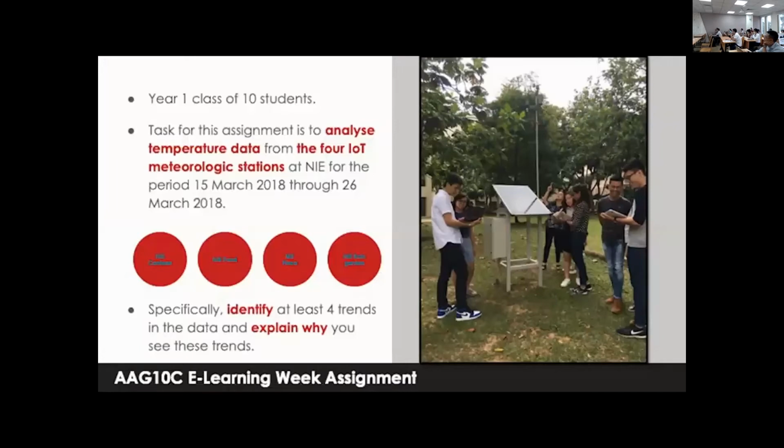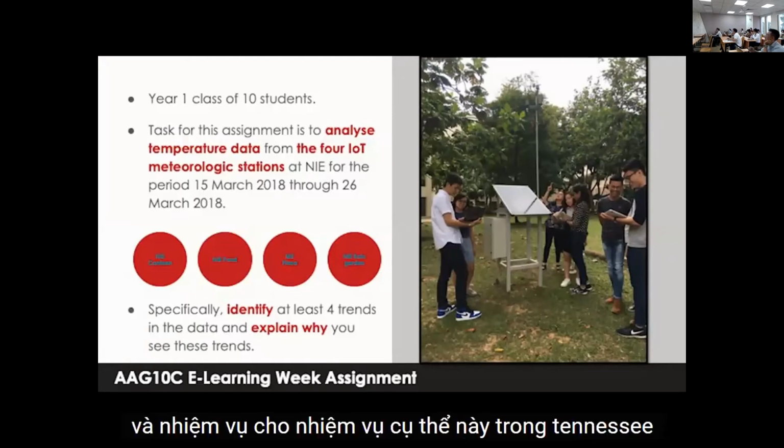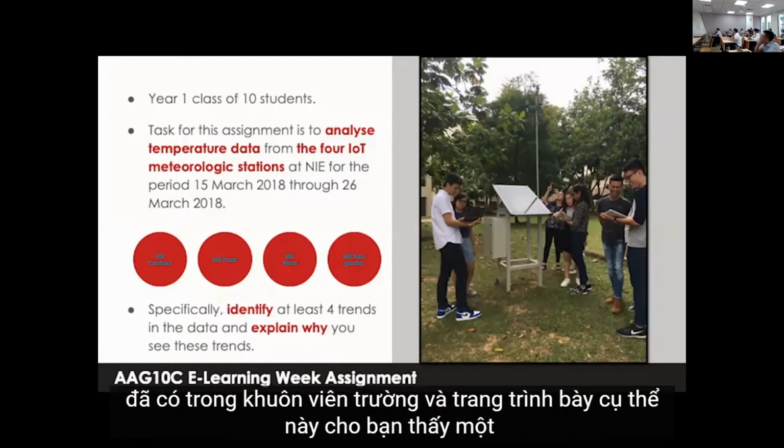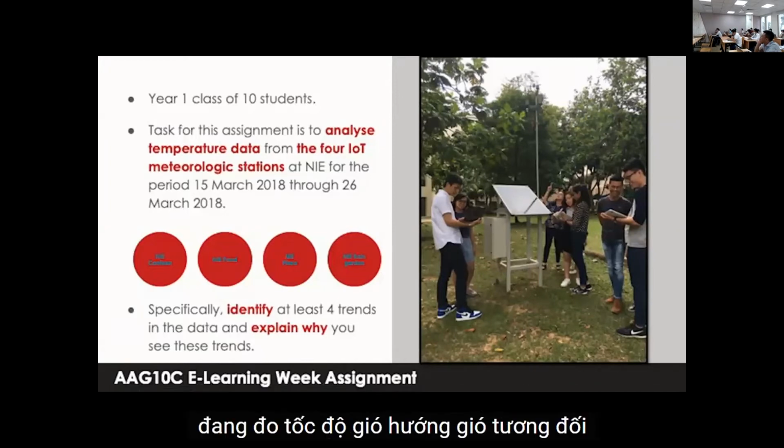In this particular class, we had 10 students. It was a year 1 class, and the task for this particular assignment in 10C was to analyze temperature data from the 4 IoT meteorologic stations that we had on campus. And this particular slide shows you a picture of one of the IoT stations. We see that we were measuring wind speed, wind direction, relative humidity, atmospheric pressure, rainfall, and also light.